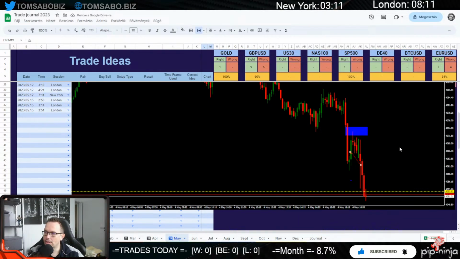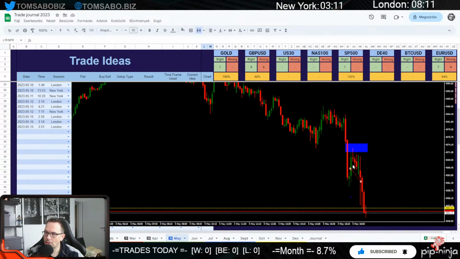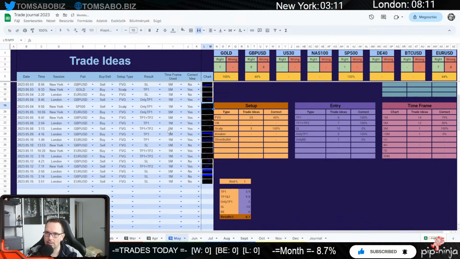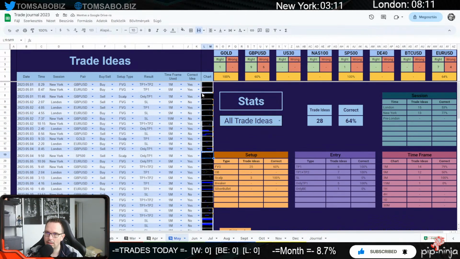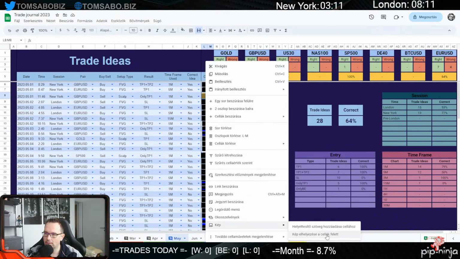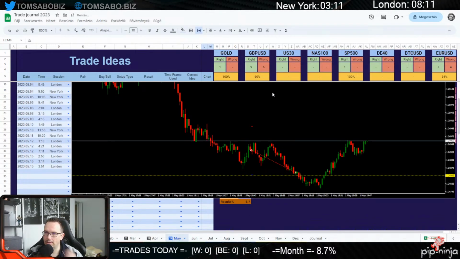So this is not all of it, but I entered a short trade here. This was a sloppy entry. I would have entered here. I took first TP here, then it reversed. It's not a good example. Let me go for another only TP1. Let me find a good example. Yeah, that's it. Now this is good.